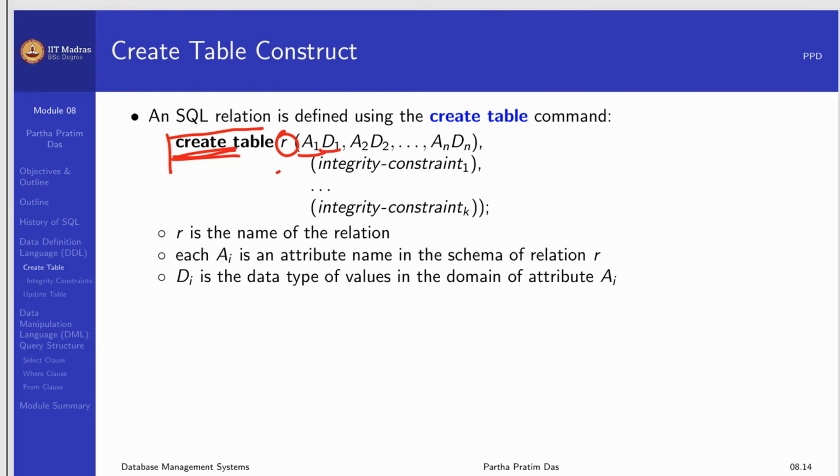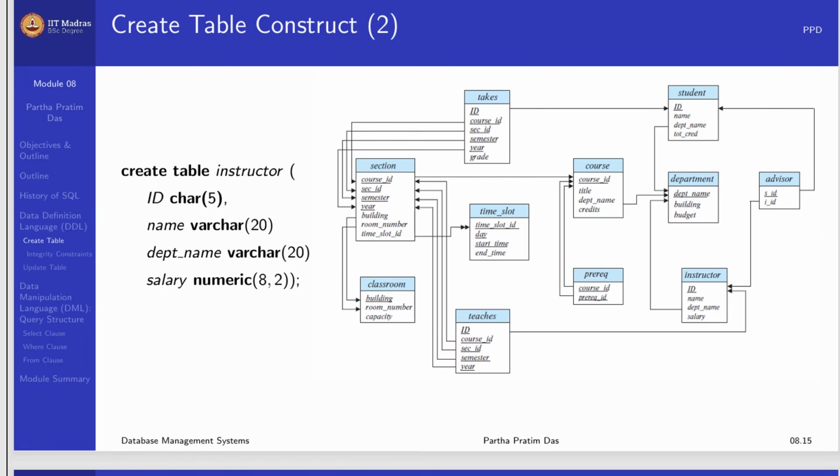Okay. Then we have A1, D1. Now what is this A1, D1 here? A1 is basically the attribute name and D1 is basically the data type of that particular attribute. Okay. We'll execute this create table and discuss how we can create a table in SQL. And here you can see an instructor table, right? This one. So we are going to create an instructor table by using this particular code.